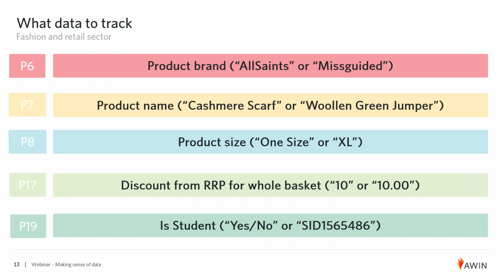Now looking at the fashion and retail sector. Product brand. This parameter tracks the name of the fashion brand, again allowing aggregation and comparison of brands for an advertiser. Very similar is product name, again allowing aggregation and comparison of the product and to add for further basket analysis.